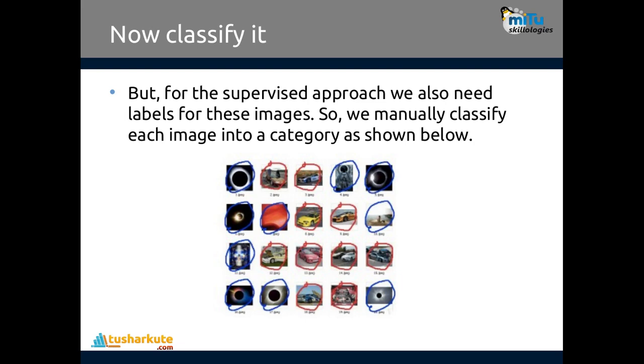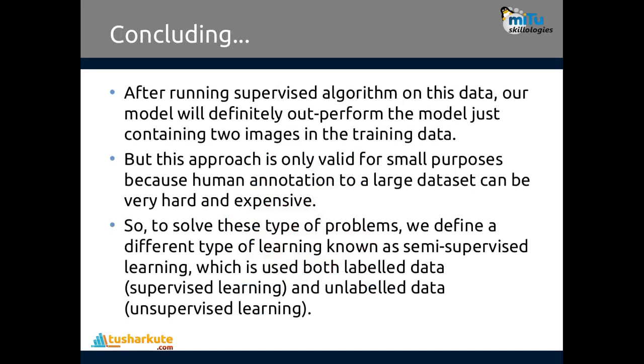The problem is that we have training data that is partially classified and partially non-classified. Based on the classified data, we need to classify the remaining data. That's the main aim of this particular method. After running a supervised algorithm on this data, our model will definitely outperform the model containing just two images in the training data. But this approach is only valid for small purposes, because human annotation of a large data set can be very hard and expensive.